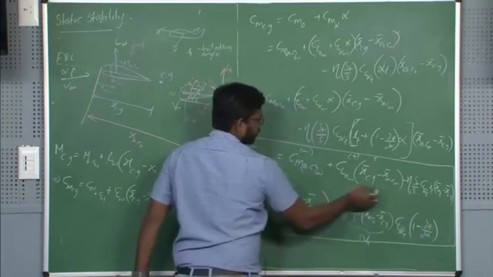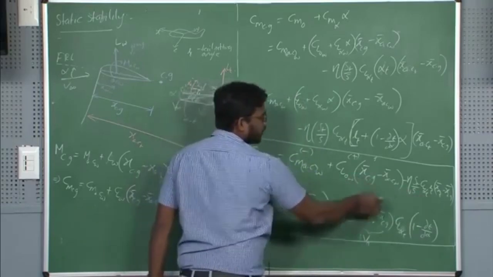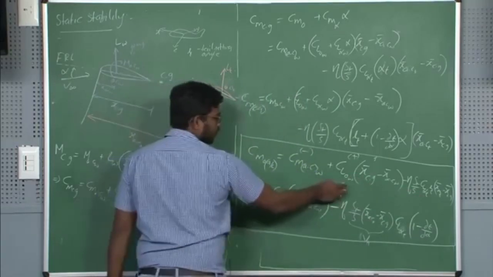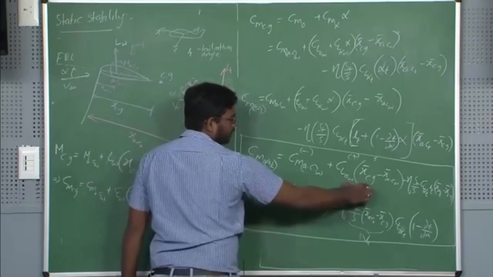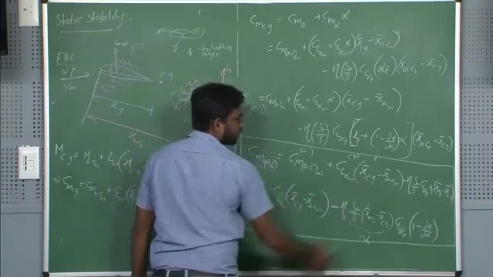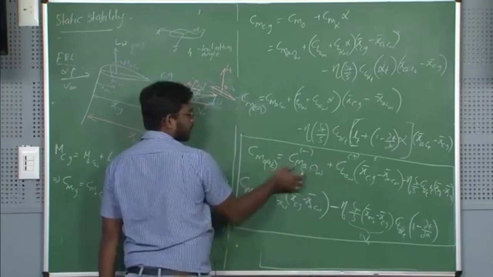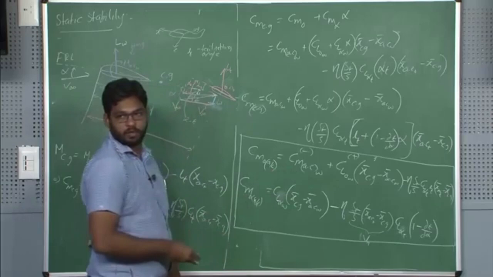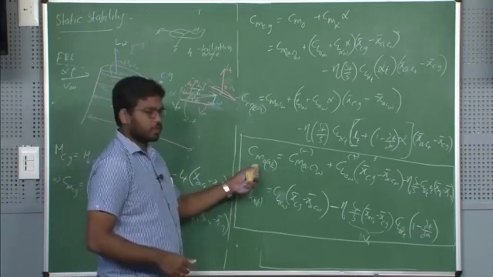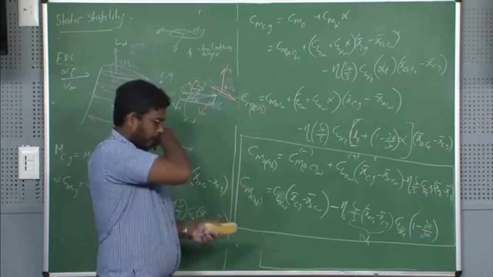Now, this particular term is 0 and we assume that the CG is behind the aerodynamic center. So, this is positive. This particular term, we need to ensure that we have considered enough distance in between these two and we have chosen a proper aerofoil to make sure that it overcomes the corresponding moment about the aerodynamic center of the wing, right. This particular term turns out to be positive, right.